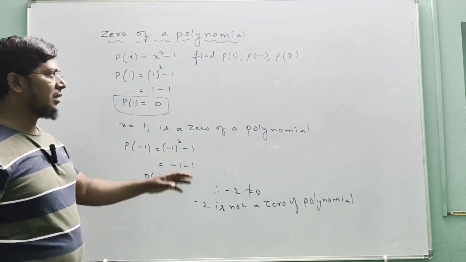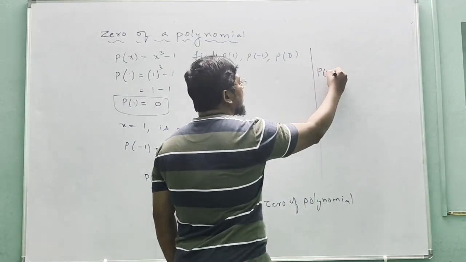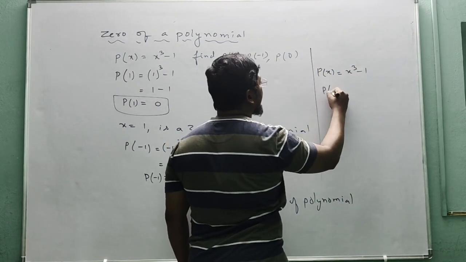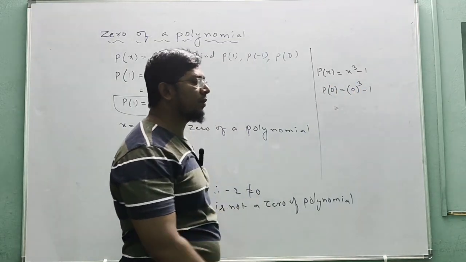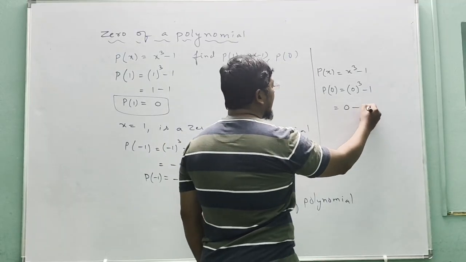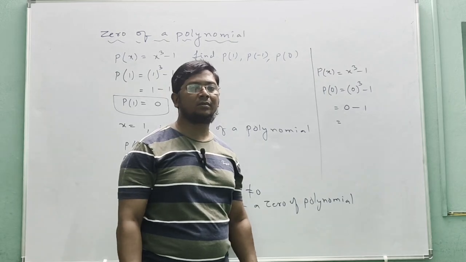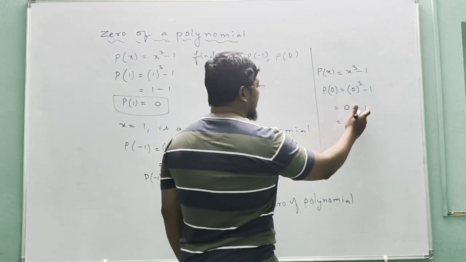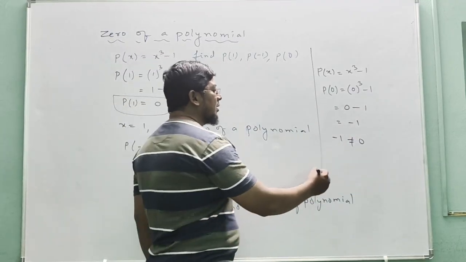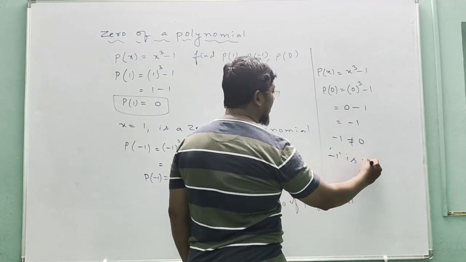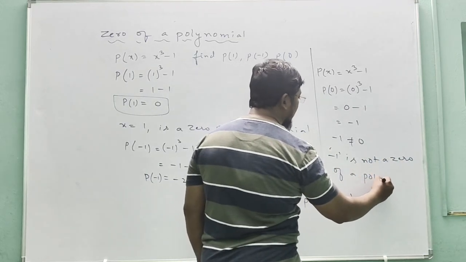Now we have to check similarly p of 0. In the third case, p of x is equal to x cube minus 1, so p of 0. In place of x, 0: 0 power 3. 0 power 3 means 0. Then 0 minus 1. 0 is known as the additive identity: any number added to 0 is the number itself. So 0 minus 1 is minus 1. And minus 1 is not equal to what? 0, which means 0 is not a zero of the polynomial.